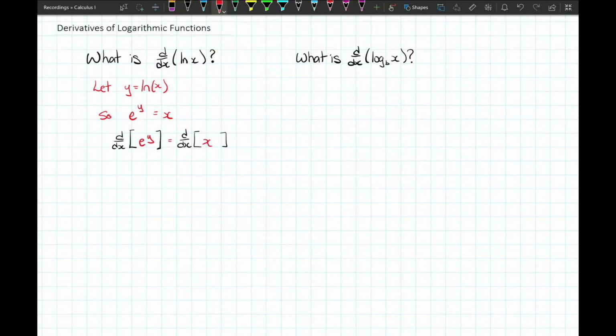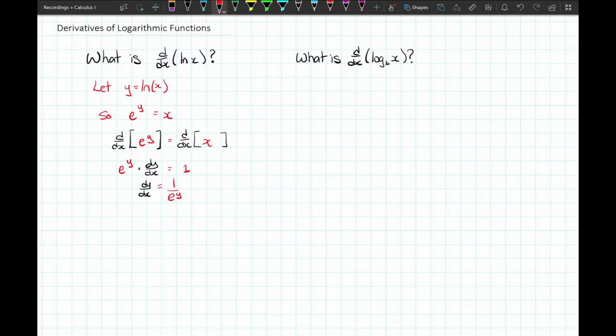On the left-hand side, the derivative of e to the y is simply just e to the y, but we'll have to apply the chain rule. Now we need to derive the function y with respect to x, but of course, y is equal to ln x. That's actually the derivative we're looking for. We don't know what the derivative of y is with respect to x, but we can certainly write that down in the notation of dy by dx. On the right-hand side, we're just simply deriving x with respect to itself. Differentiating x is just going to give us 1. And now we have dy by dx equals 1 over e to the y.